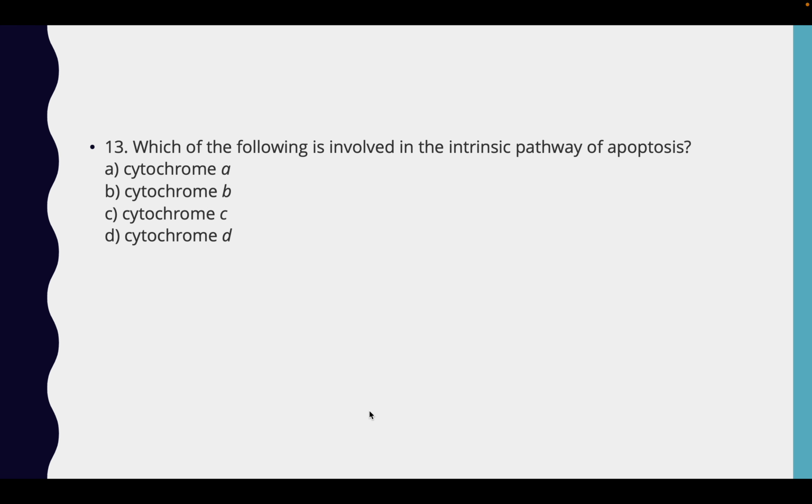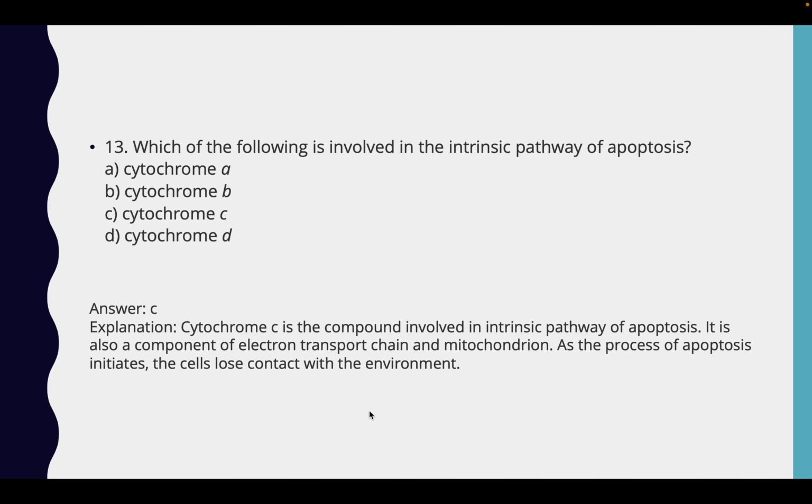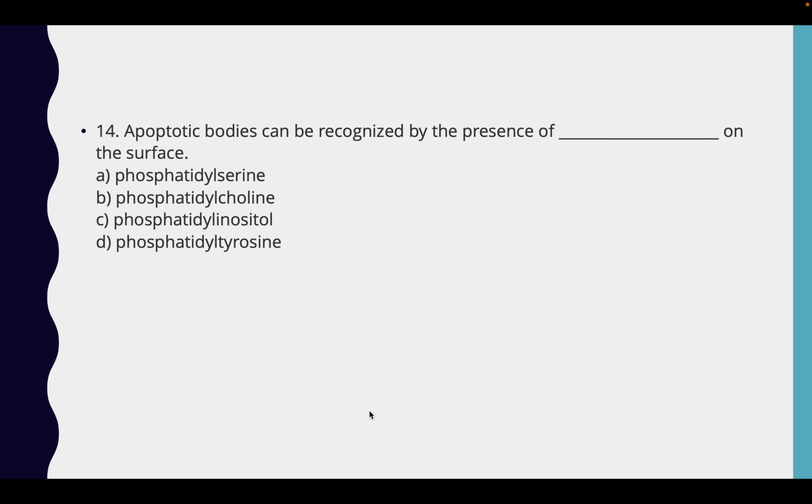Which of the following is involved in the intrinsic pathway of apoptosis? Cytochrome C. It is cytochrome C. It is the compound which is involved in the intrinsic pathway. It is also a component of the electron transport chain in mitochondria. As the process of apoptosis initiates, the cells lose contact with the environment. Apoptotic bodies can be recognized by the presence of dash on the surface.